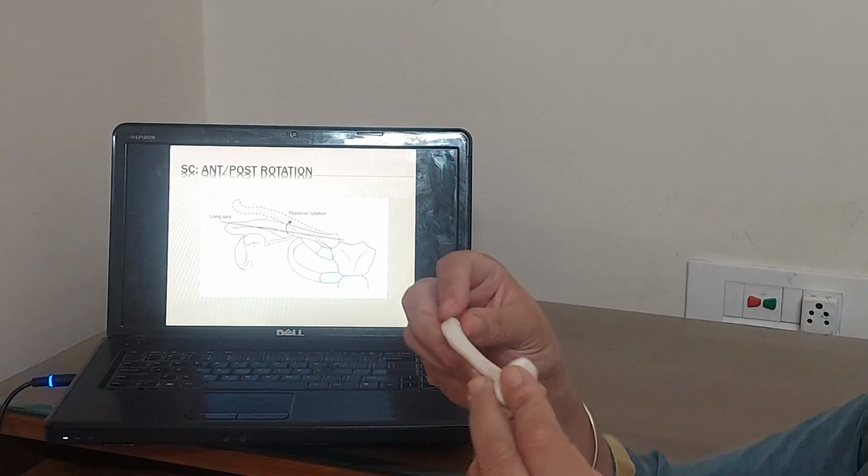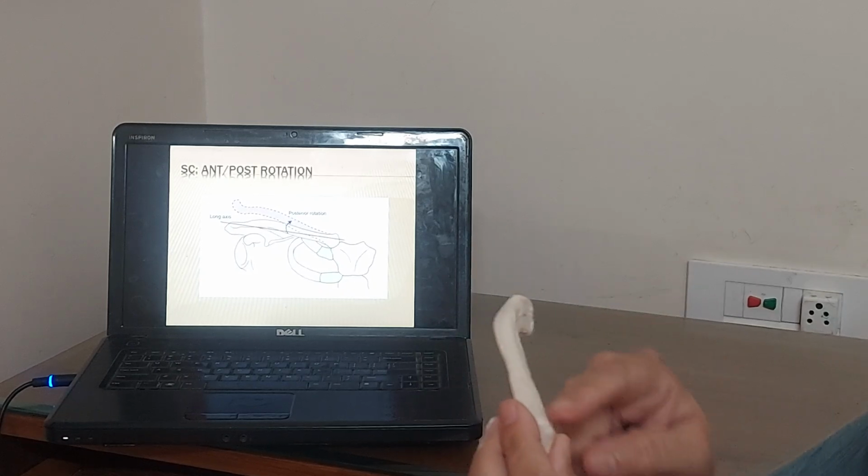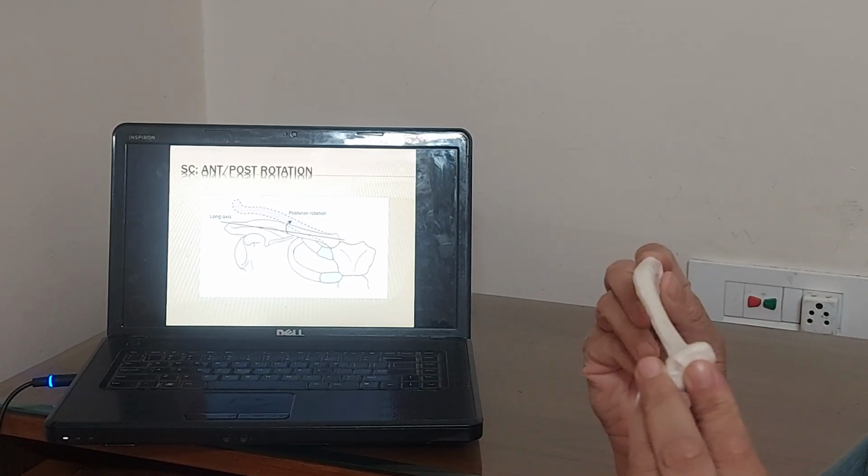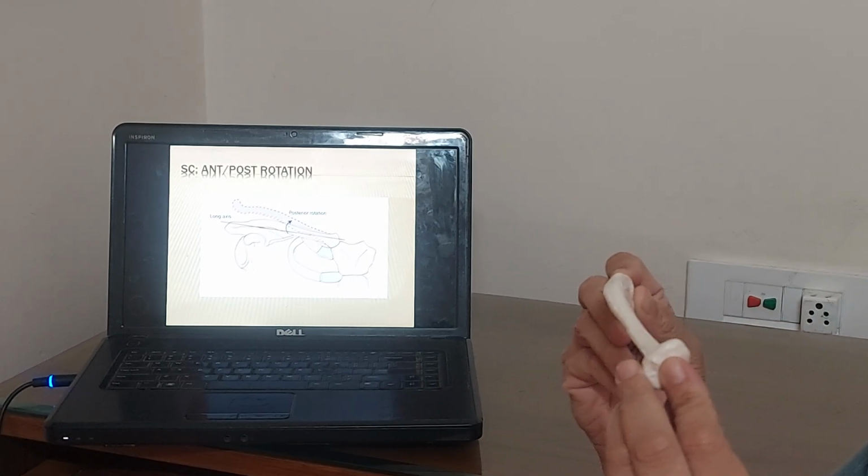Now there is another movement along the longitudinal axis, which is called the anterior and the posterior rotation.